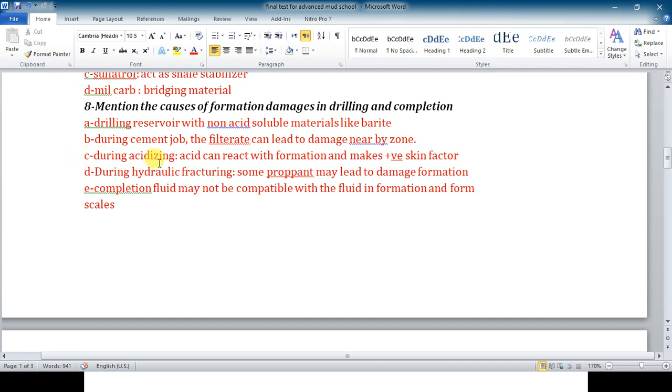Number C, during acidizing, the acid can react with the formation and make a positive skin factor. Number D, during hydraulic fracture stimulation, some proppant may lead to damage of the formation. And finally, the completion fluid or the completion brine must be compatible. If they are not compatible with the formation fluid, they may make scales which lead to great formation damage.